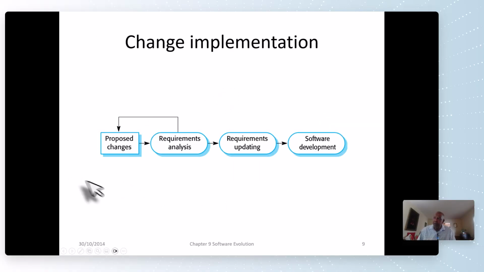Here, change implementation. We'll have change proposals. We'll do a requirements analysis of those proposals. That may end up being a cycle, in that we propose changes, the requirements are not good or not made up the way we should, so we'll go back and propose more changes. So we're in this cycle until we come out with the updated requirements. And from those updated requirements, we do our software development, as we've talked about over the previous weeks.